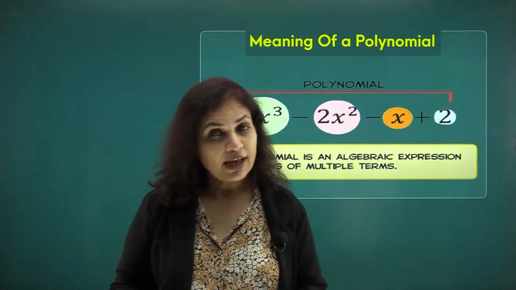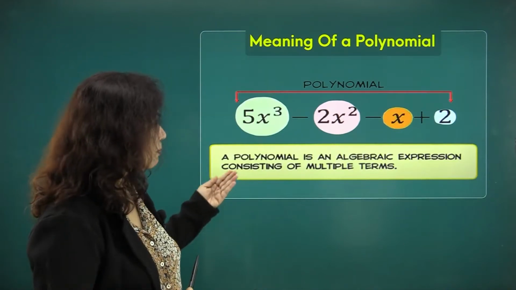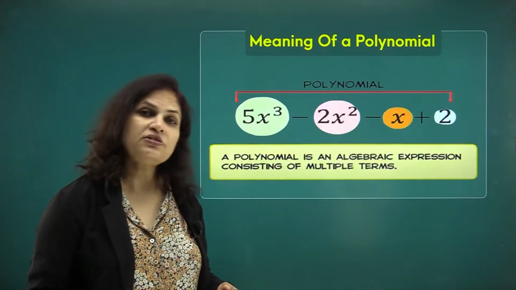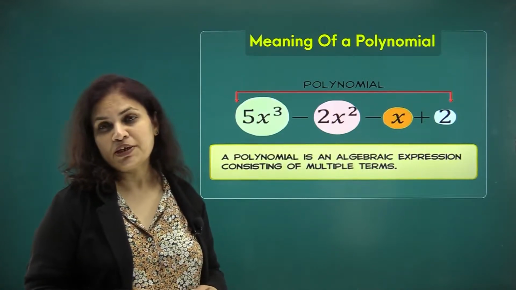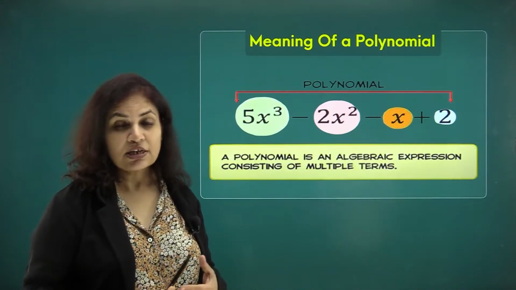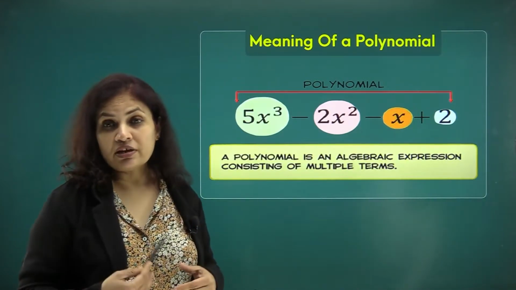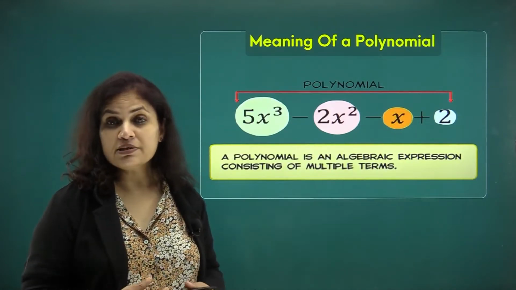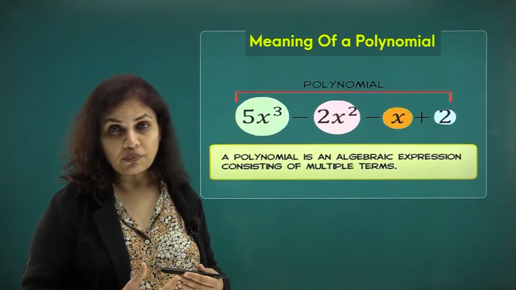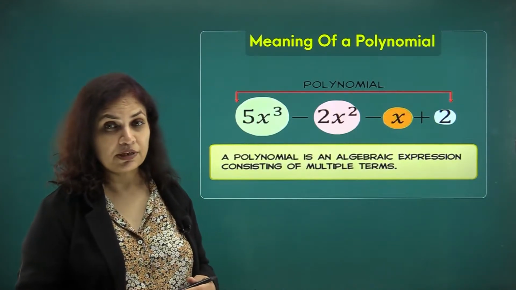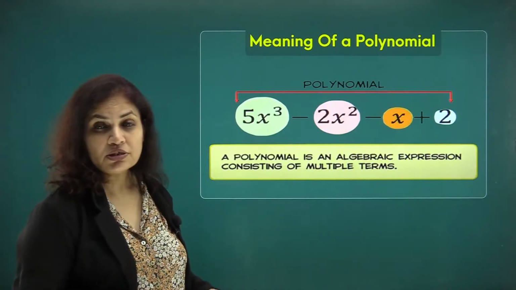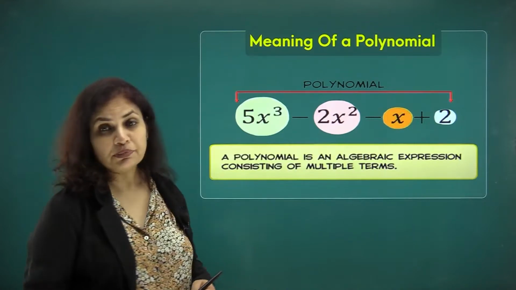Meaning of a polynomial, as I told you and as you can see on the board, a polynomial is an algebraic expression. What is an algebraic expression? Let's recall. An algebraic expression is an expression or a statement in mathematics combining some variables and constants, and these variables and constants are combined using the four mathematical operations of addition, subtraction, multiplication and division. So, a polynomial is an algebraic expression consisting of multiple terms.